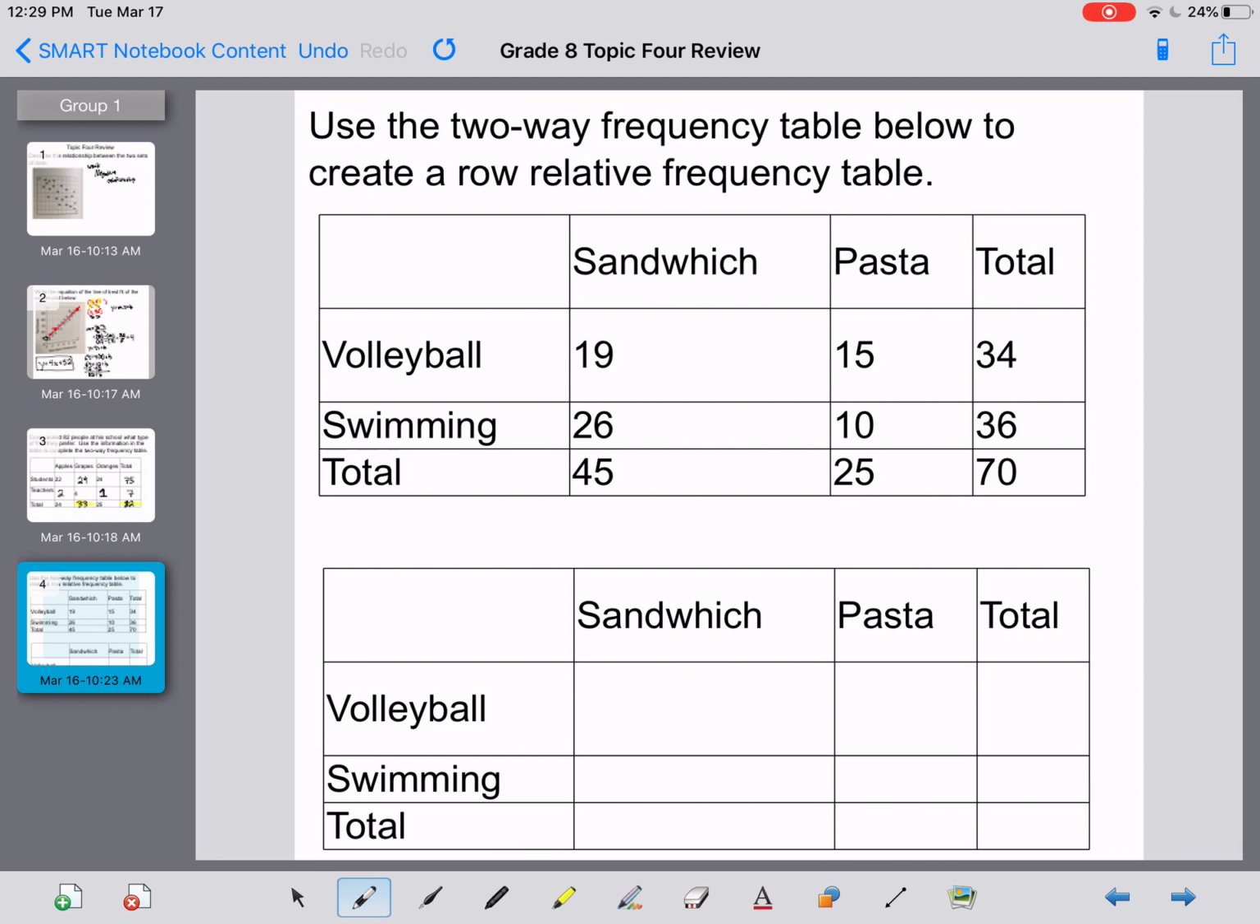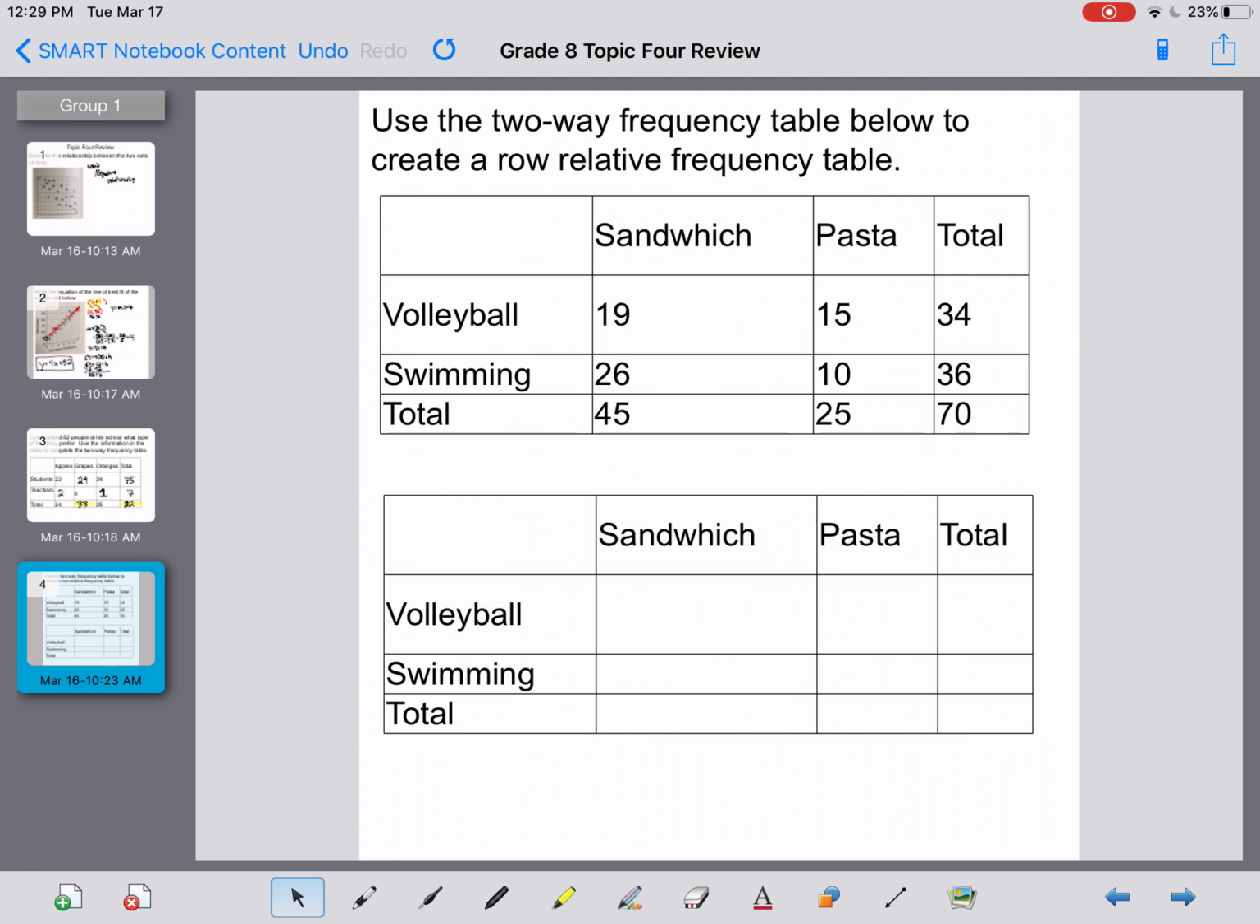Use the two-way relative frequency table below to create a row relative frequency table. Take a second to copy down both tables as they are.